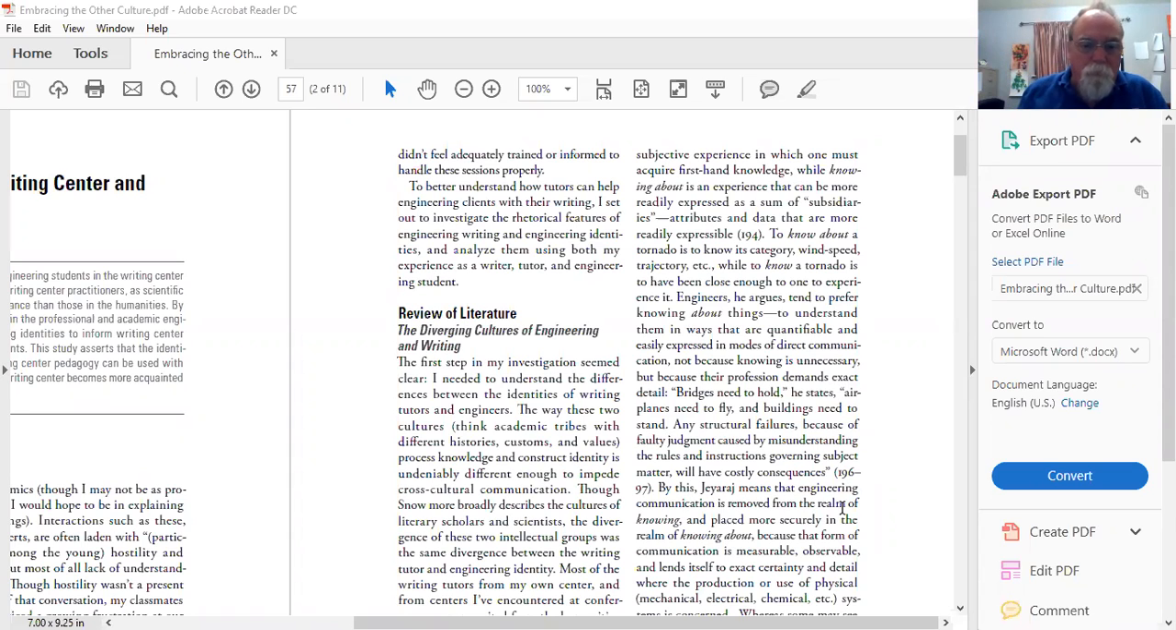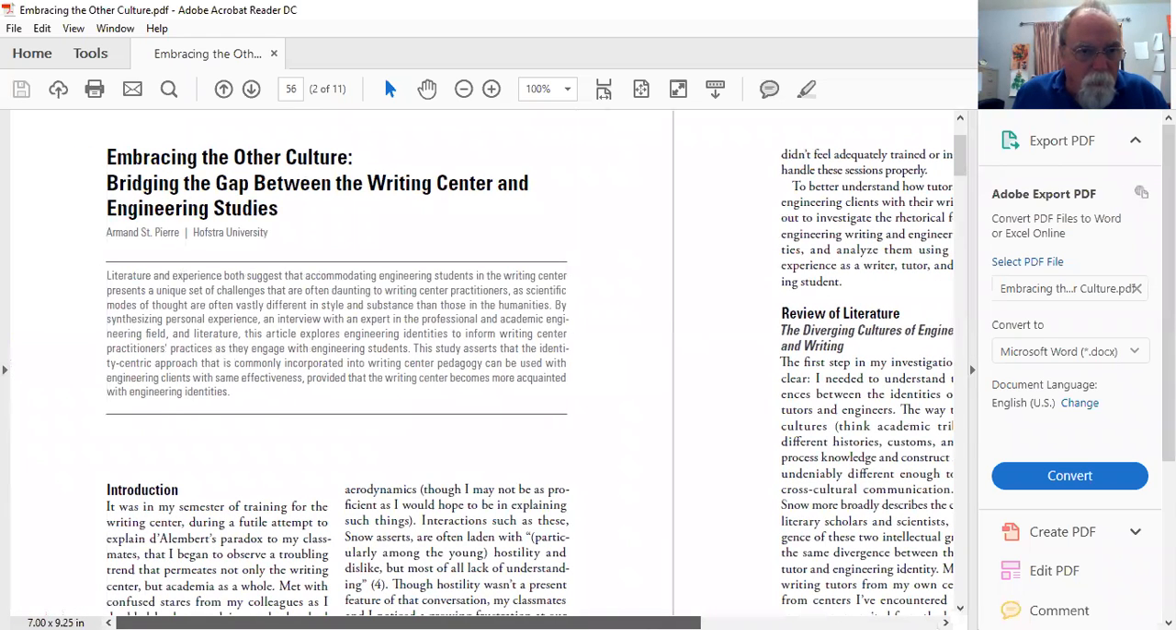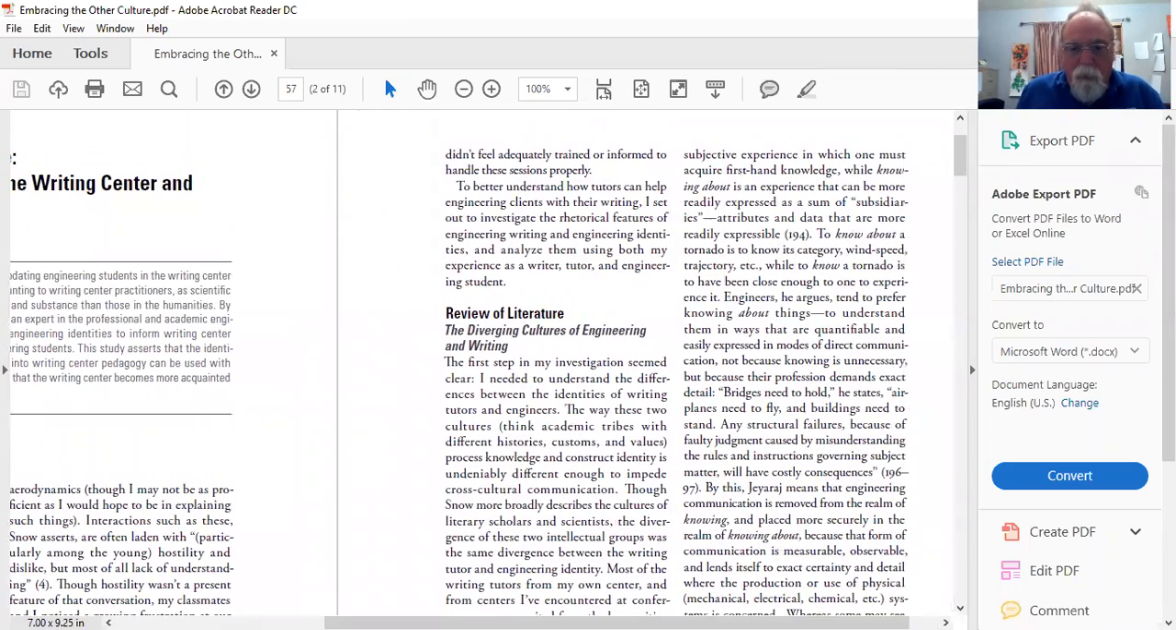The source that we're looking at, by the way, is an article by a young man named Armand St. Pierre. There's the title. I won't read it out loud to you. He is an engineering student who was a good writer who wound up tutoring engineering students in writing at Hofstra University. And he wrote a really interesting article that's very useful about ways to help engineering students with writing. But I want to just focus on this one paragraph here.